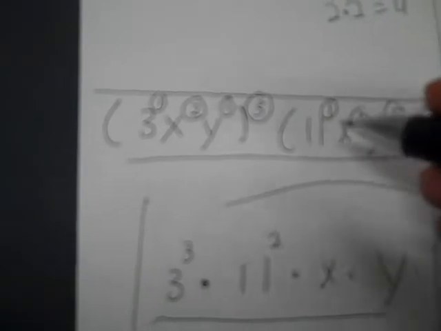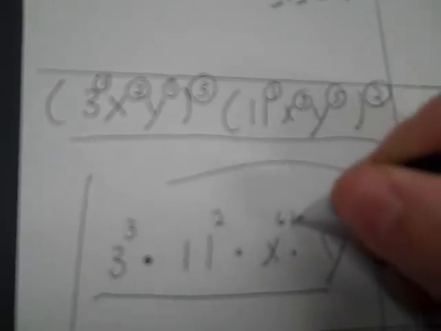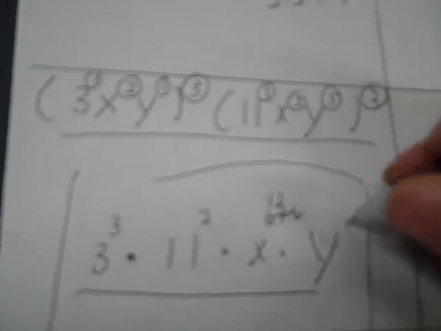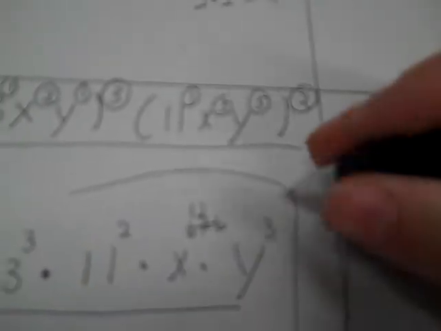X's. I have an x here and an x here. So 2 times 3. That's 6. Plus 3 times 2 is 6. 6 plus 6 is 12. Okay, and then y. I have y here and y here. So I take 1 times 3. 1 times 3 is 3. You got to add, and that's 5 times 2, that's 10. 3 plus 10 is 13.